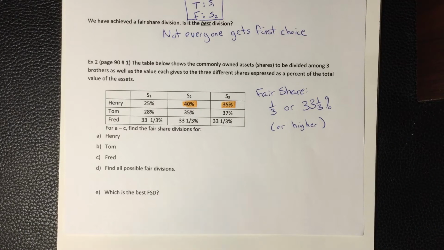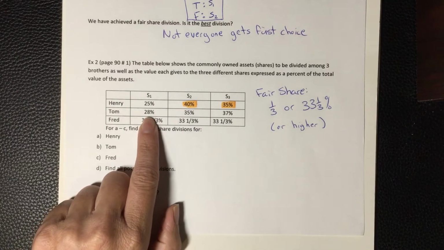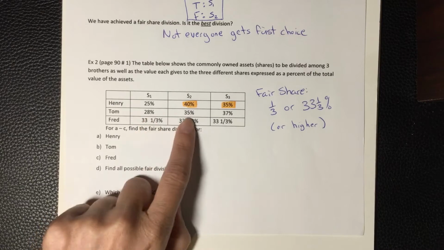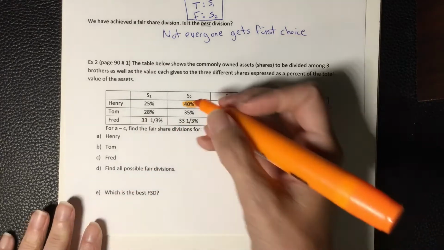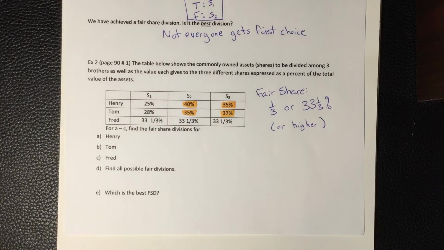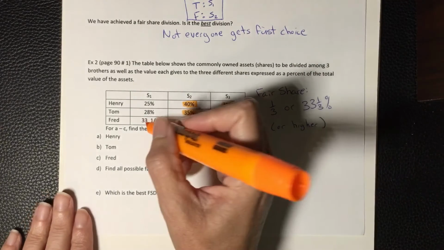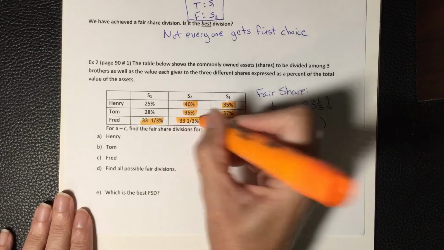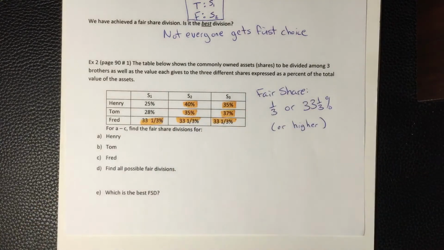Now if we go through and find Tom's fair shares, share 1's a little too low, but 2 and 3 are both okay, so we're going to highlight both of those. And then again, Fred, he's the easygoing brother. He values everything the same at exactly 1/3 of the estate. So all 3 are fair shares for him.